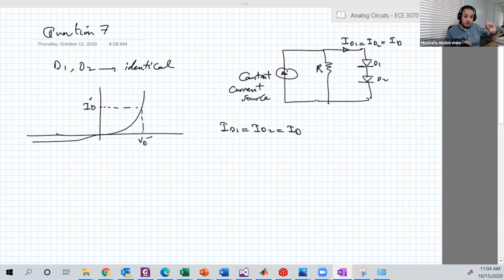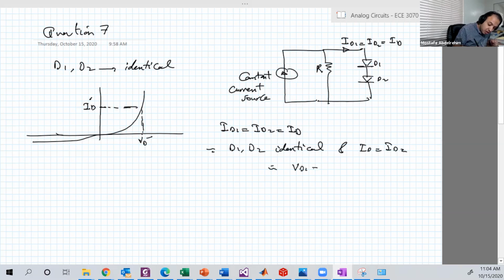So if you know the characteristics, the equation and so on, if you determine this current, then you go back, this is VD. So both will be the same, because they have the same characteristics, because they are identical. And since ID1 equals ID2, they have the same current, and they are identical, then they have the same voltage. VD1 equals VD2. Let's call it VD. So here is VD, here is VD. And let's call both currents ID.